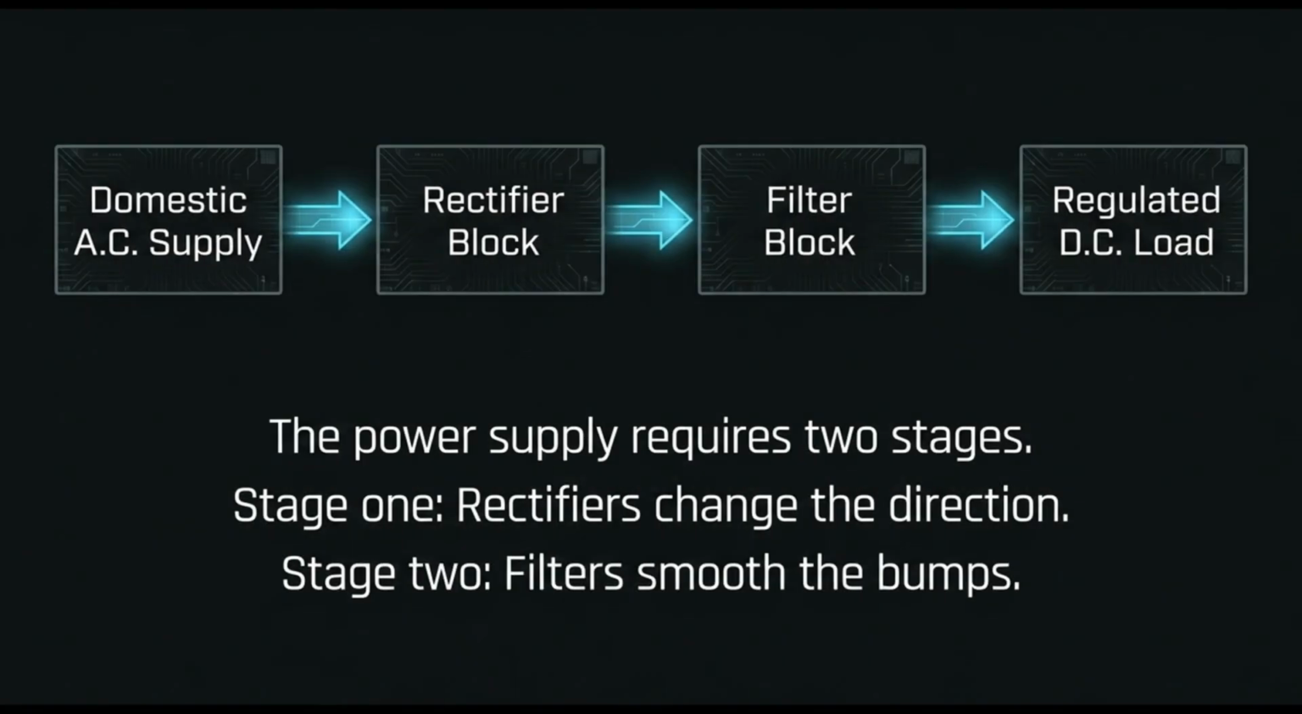The power supply process involves two main stages. Stage 1 is the rectifier block, which changes the current direction. Stage 2 is the filter block, which smooths the output, leading to a regulated DC load.